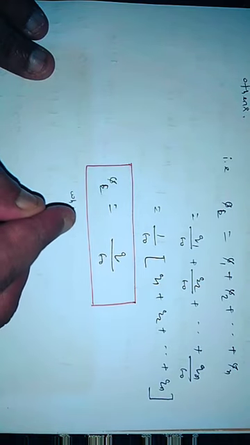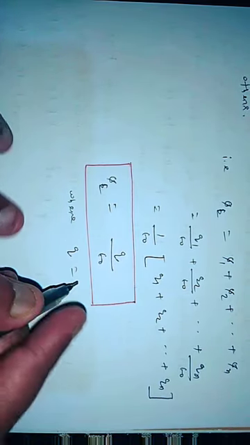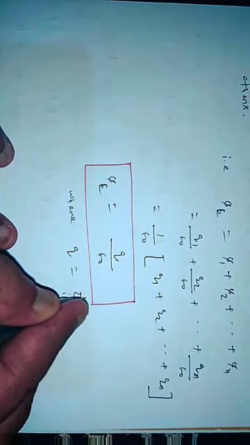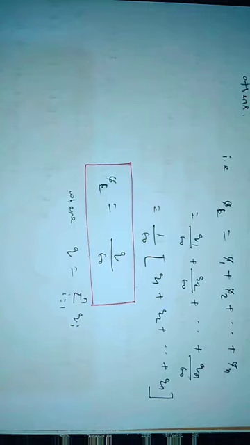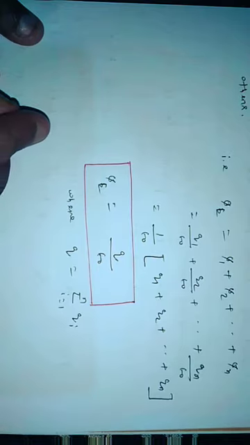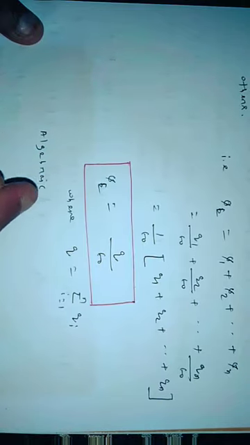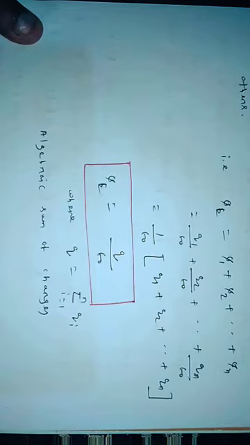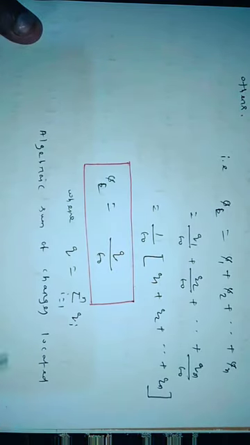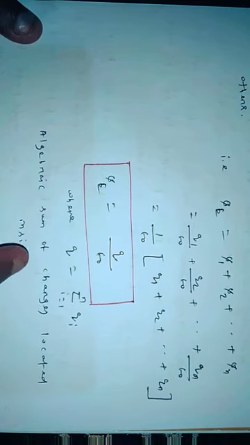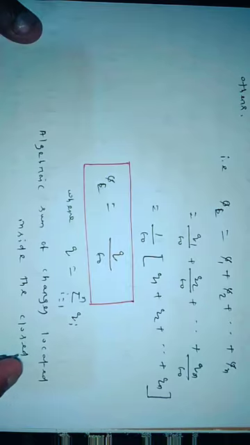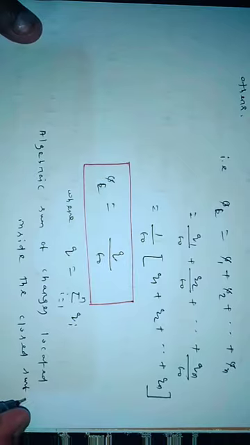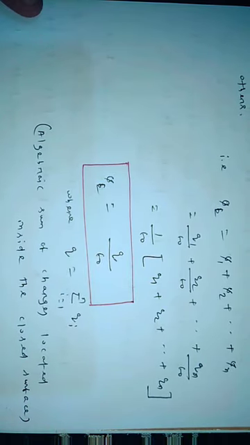Where Q equal to summation over i equal to 1 to n of Qi, the algebraic sum of charges located inside the closed surface. So this is your Gauss law.